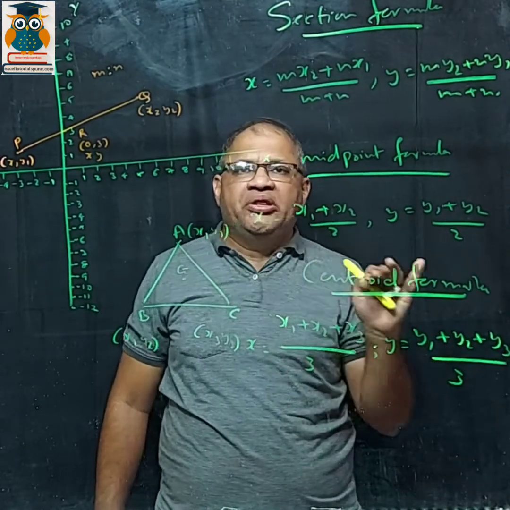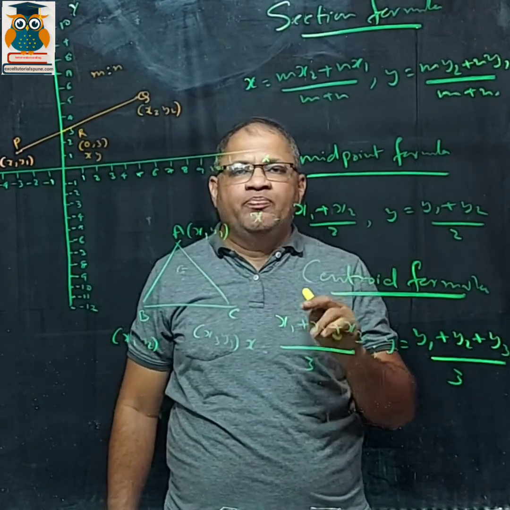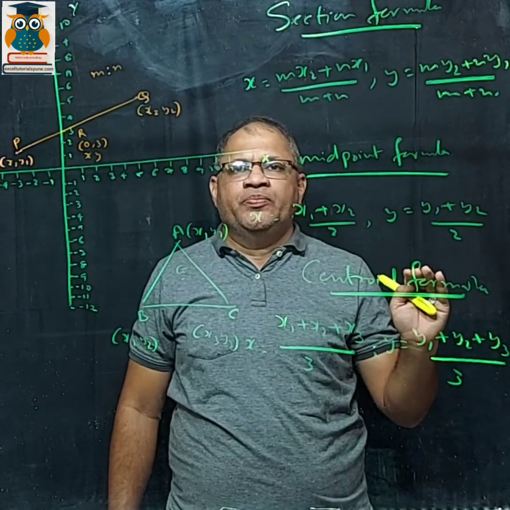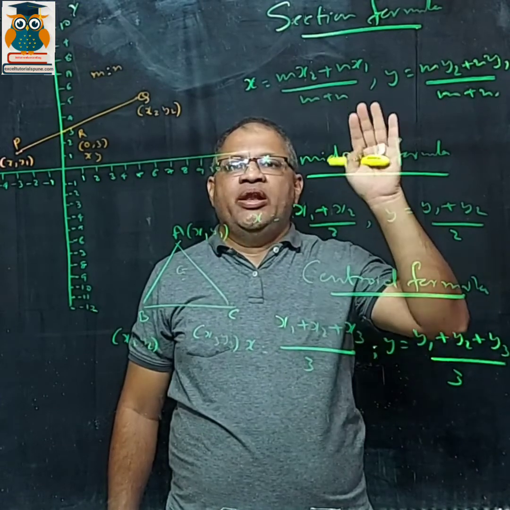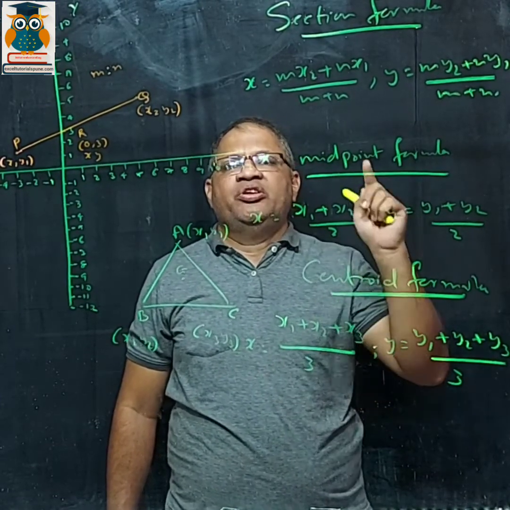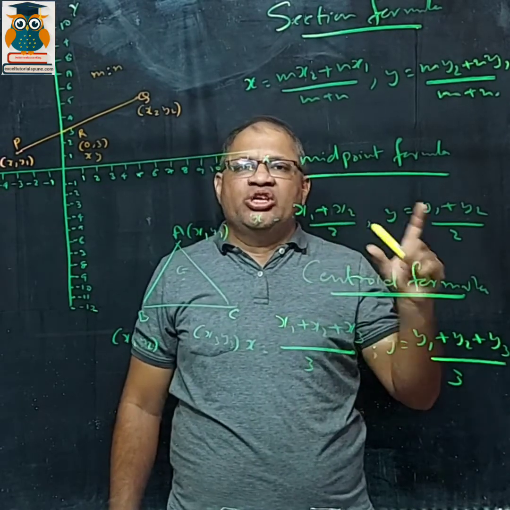If they say midpoint in the question, then use the midpoint formula. In case centroid is specified, use the centroid formula. Do not use these formulas unless specified. Okay, the section formula is used when you have been given the ratio. Alright, so that finishes all the formulas for section formula.